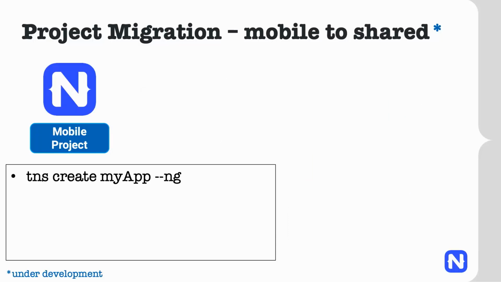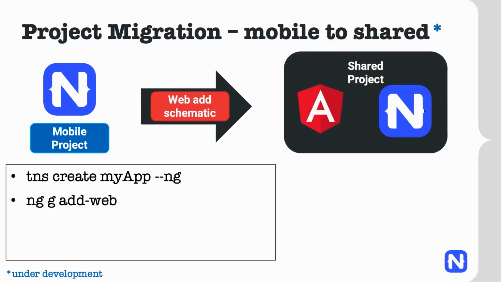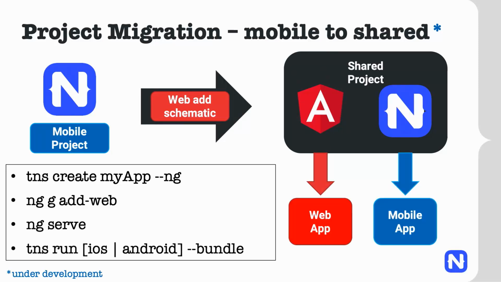We're also looking at, and this is not in production, this is something I'm still working on, and I can't promise when this is going to be done, but we're also looking at making this the reverse. If you have a NativeScript project, you call, not ng add in this case, but generate add web, which will convert the NativeScript project into a code sharing project, which again gives you the ability to build both web and mobile applications.